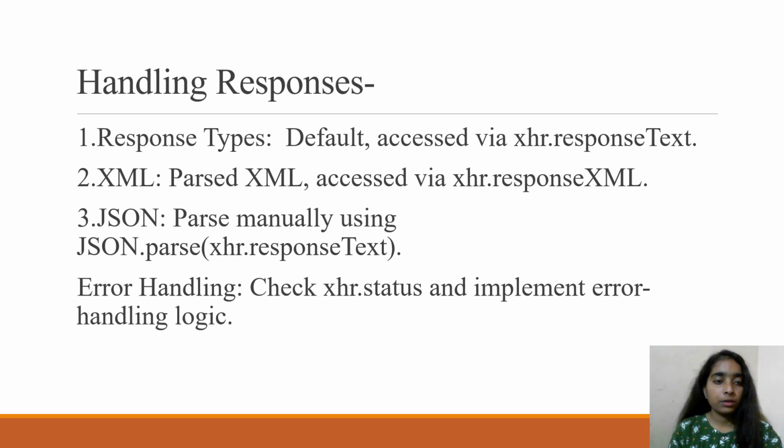Handling the responses. Firstly, in the response types, the default is accessed via xhr.responseText. For XML, parse it as XML and access it via xhr.responseXML. For JSON, parse manually using JSON.parse of xhr.responseText. Error handling means checking xhr.status and implementing the error handling logic.